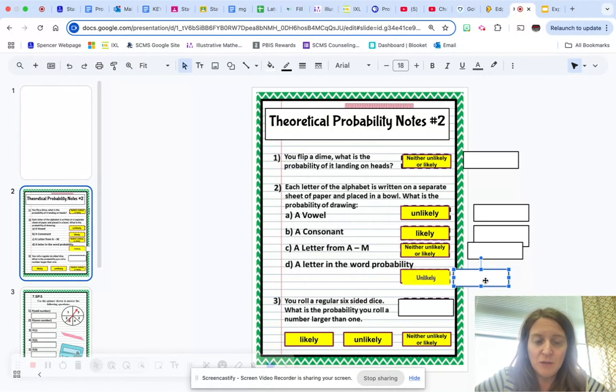And then number 3, you roll a regular 6-sided dice. What is the probability that you will roll a number larger than 1? So you could roll a 2, a 3, a 4, a 5, or 6. So it's 5 out of 6. So this one would be likely. Okay? Pause the video to get these answers down, and then we'll go to the next slide.